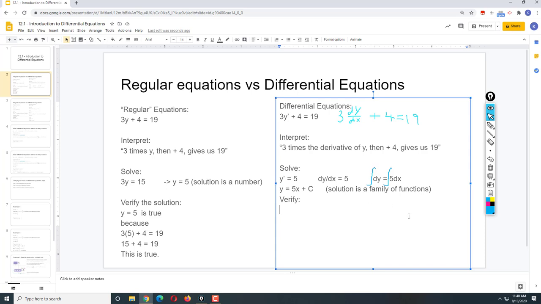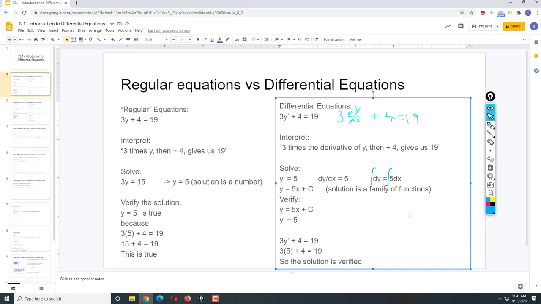Okay. Let's verify that this is true. Well, if y equals 5x plus c, first we take the derivative. That means that y prime must equal 5. The derivative of 5x plus c is 5. So 3y prime plus 4 equals 19. 3 times 5 plus 4 equals 19. Again, so the solution is verified. y equals 5x plus c is a solution to our differential equation.